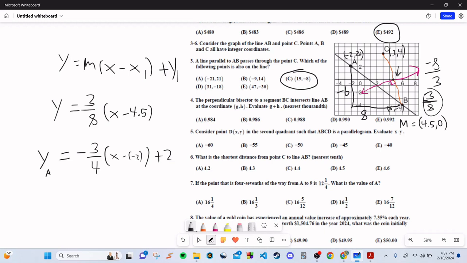Okay, so I'm going to just add a little subscript here. This is the AB, and this is the perpendicular bisector of BC. I'll add a little perpendicular sign here just to signify that. And so we want to find the point G, H where they intersect. So I'm going to set these two equations equal to each other.